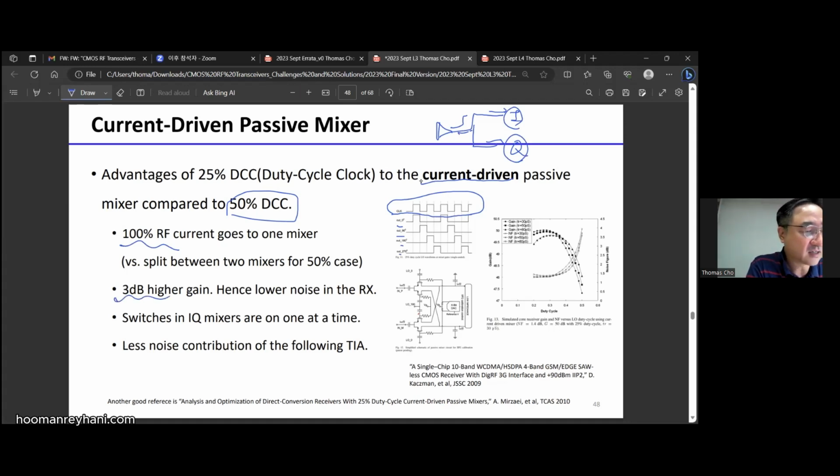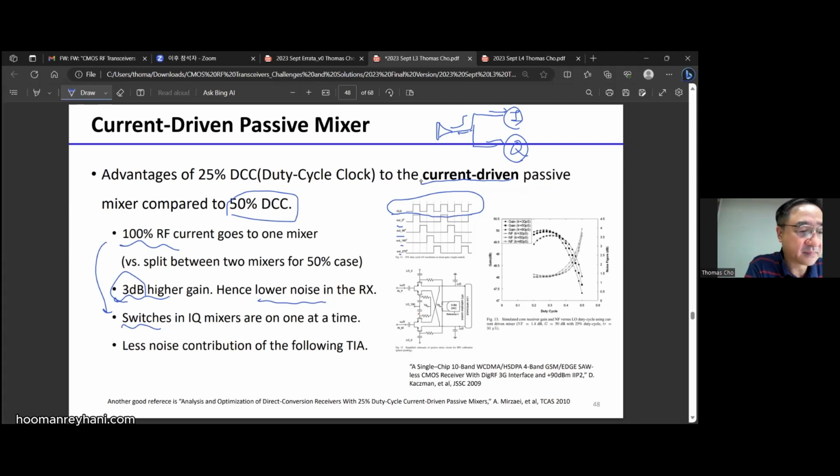And if you do the calculation, you'll see that because of that, there's also a 3 dB higher gain. And if you can achieve the higher gain, that means lower noise, right? If you compare these two cases, 25% duty cycle versus 50% duty cycle. And this is kind of repeating what the first bullet says: switches in IQ mixers are on at the time.